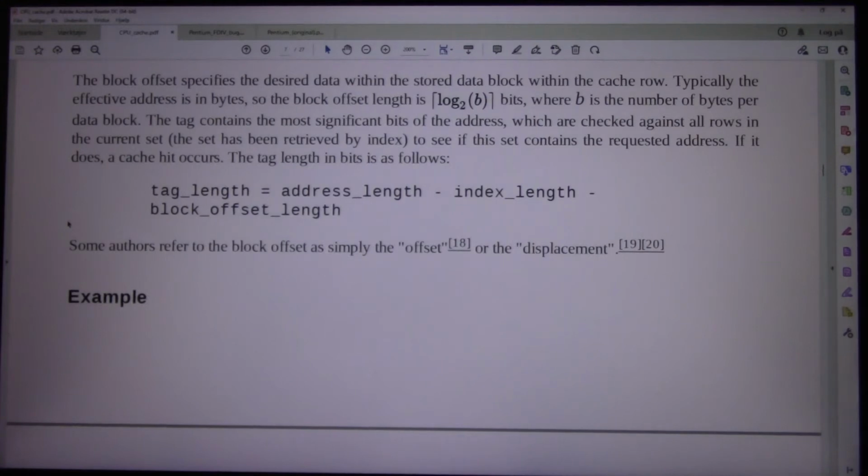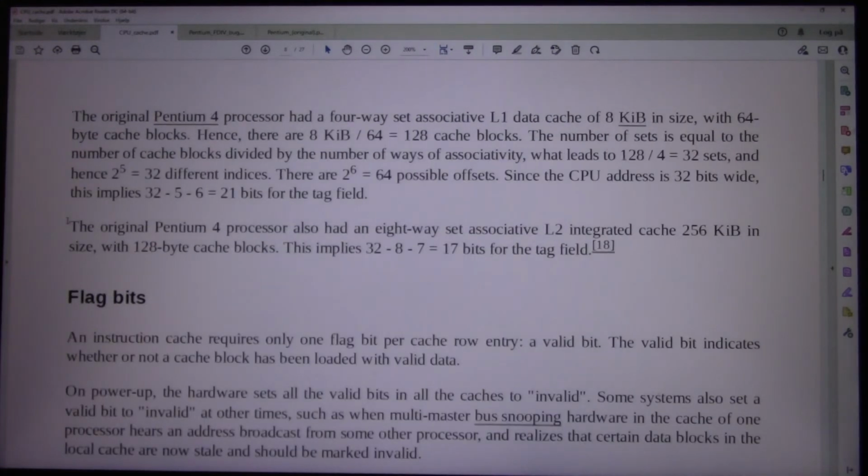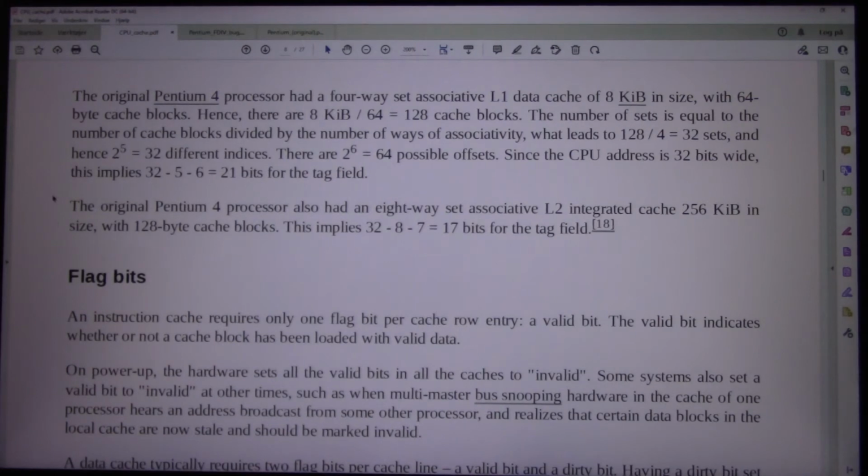Example. The original Pentium 4 processor had a 4-way set associative L1 data cache of 8 KB in size, with 64-byte cache blocks. Hence, there are 8 KB / 64 = 128 cache blocks. The number of sets is equal to the number of cache blocks divided by the number of ways of associativity, which leads to 128 / 4 = 32 sets, and hence 2^5 = 32 different indices. There are 2^6 = 64 possible offsets.